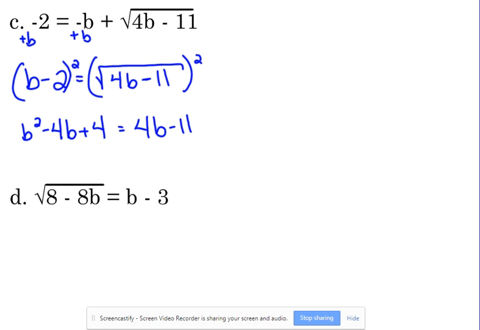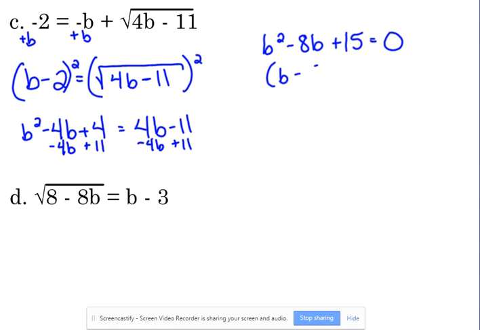Still a quadratic equation, so everything needs to be on, in this case, the left side. So we subtract 4b. Be careful, those don't cancel. They're both negative, so they just combine. And then add the 11. So we get b squared minus 8b plus 15 is equal to 0. So we've got b minus 5 times b minus 3. So positive 5 and positive 3 are solutions.